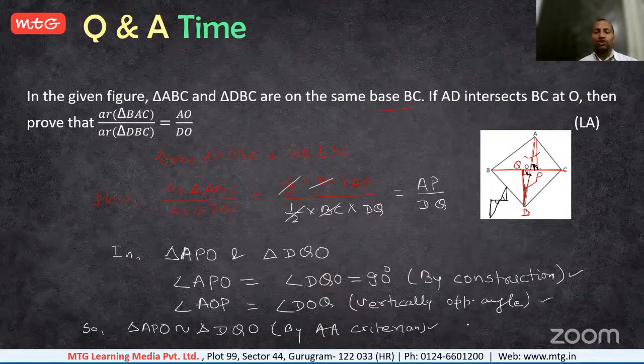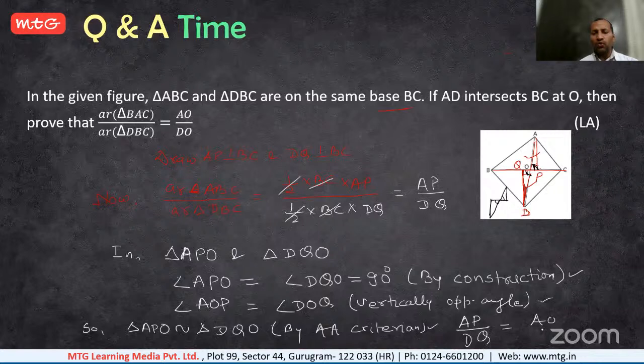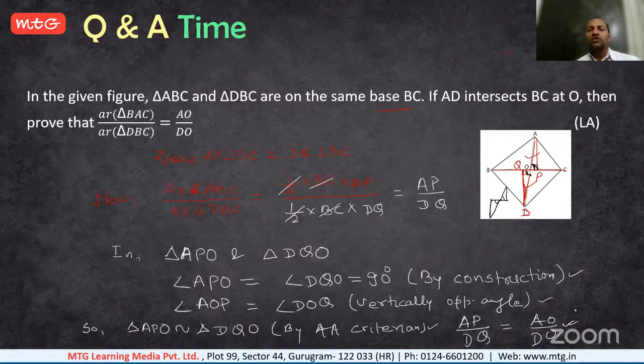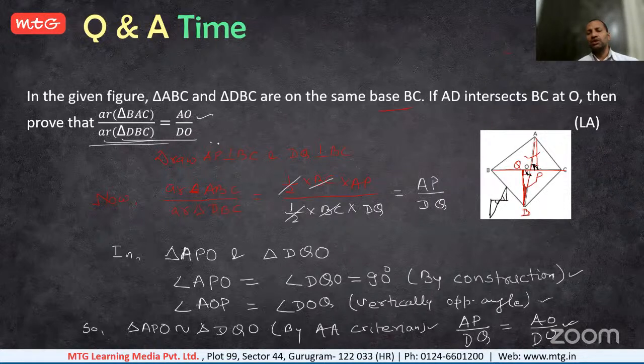Okay. So when these two triangles are similar, their ratio of sides will also be equal. So AP is to DQ equal to AO is to DO. So the ratio is equal. Fine. And when their ratio is equal, the areas of those triangles will also be equal. So we can write area of triangle BAC is to area of triangle DAC equal to AO is to DO. Fine. So clear? Does anyone have any doubt in this?